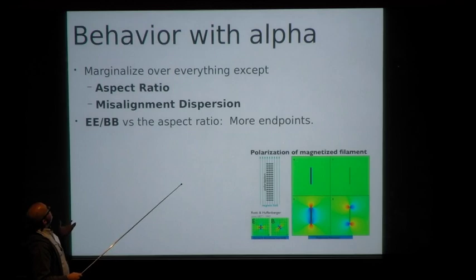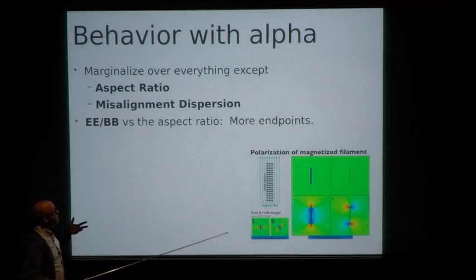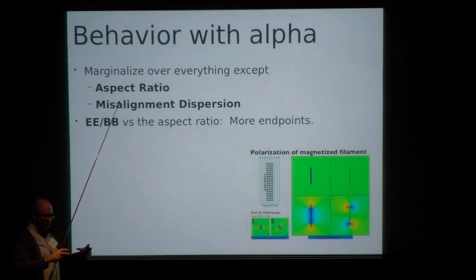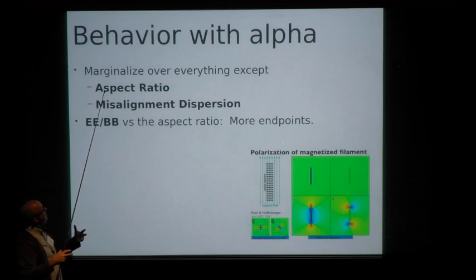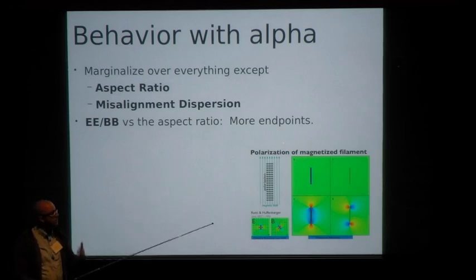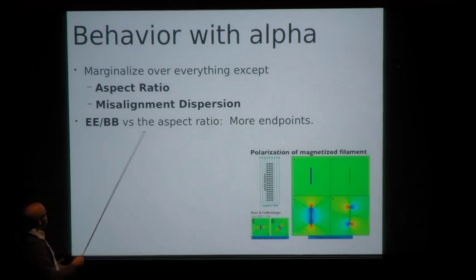So what is the behavior of the spectrum? How does that shift with the aspect ratio of the filaments? The primary knobs that we're going to look at are the aspect ratio of the filaments and the misalignment of the field and the filament. And so that's the dispersion in the misalignment between the field and the filament. So E to B is as you change the aspect ratio.